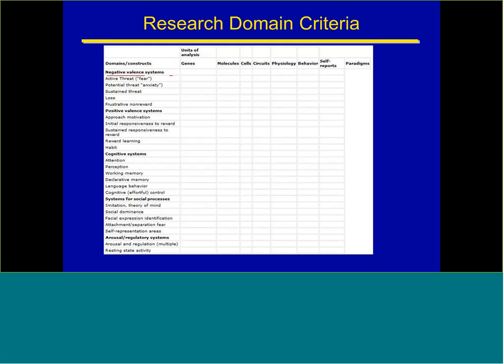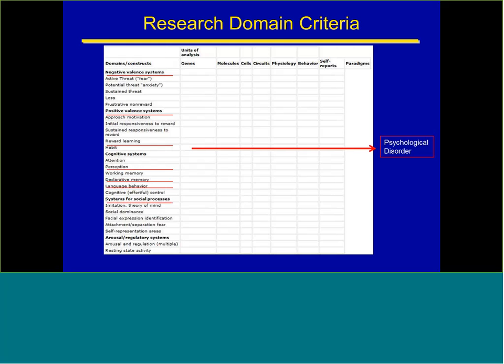So this is the working matrix of research domains from the NIMH website. The domains are listed on the left, and researchers are working to fill in information about genes and molecules and cells and circuits and so on related to these different processes. These are the processes that NIMH thinks we should focus on. And you'll notice they focus on negative and positive valence, so emotion, motivation, learning, perception, memory, language, social processes, and disruptions in these processes are believed to work together to lead to psychological disorder. So NIMH wants us to study these basic processes and try to understand how they might lead to different disorders.